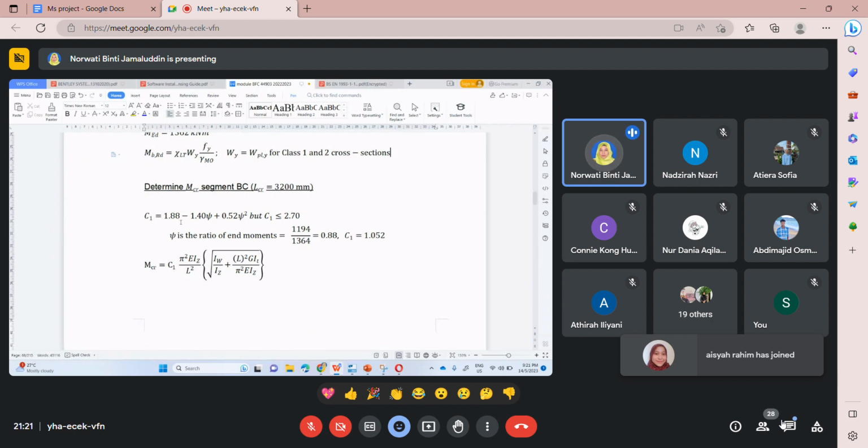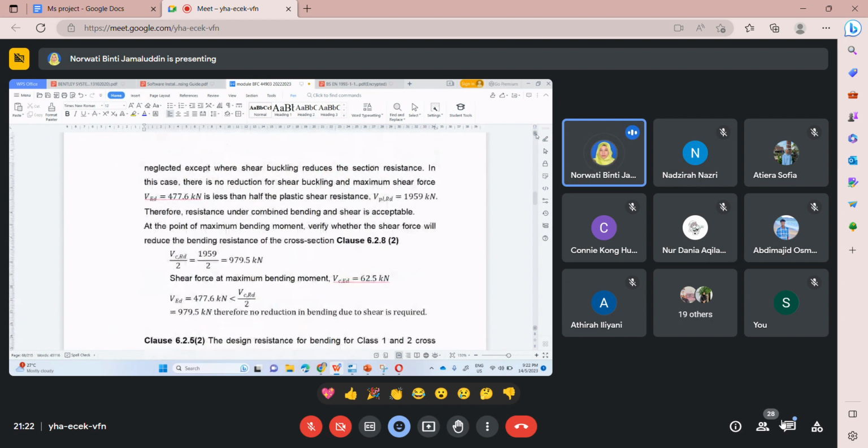So just go through just one segment. I'll just do it with you for one segment, B, C only. You do the rest, okay? So C1 you can calculate manually. I said that this is the ratio of end moment, nisbah end moment, moment hujung. For BC, the ratio is the smaller moment to the big moment.